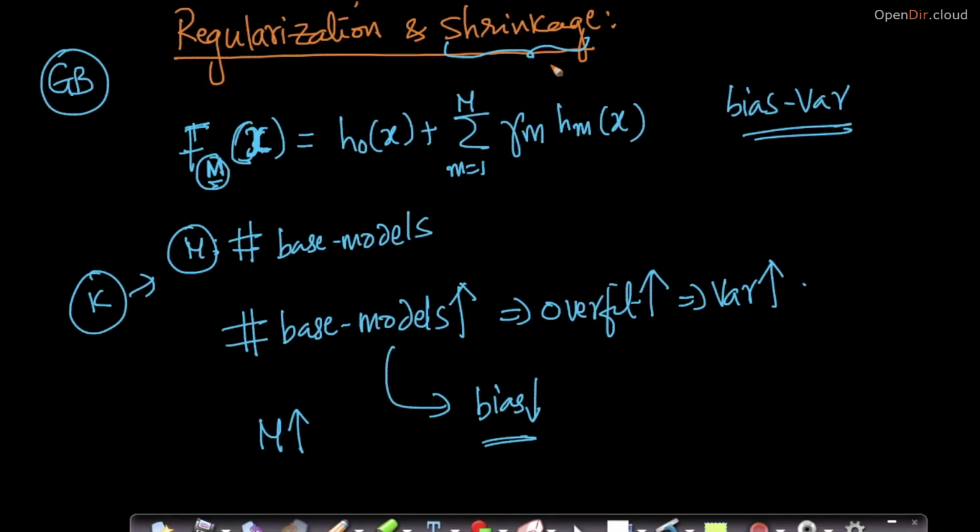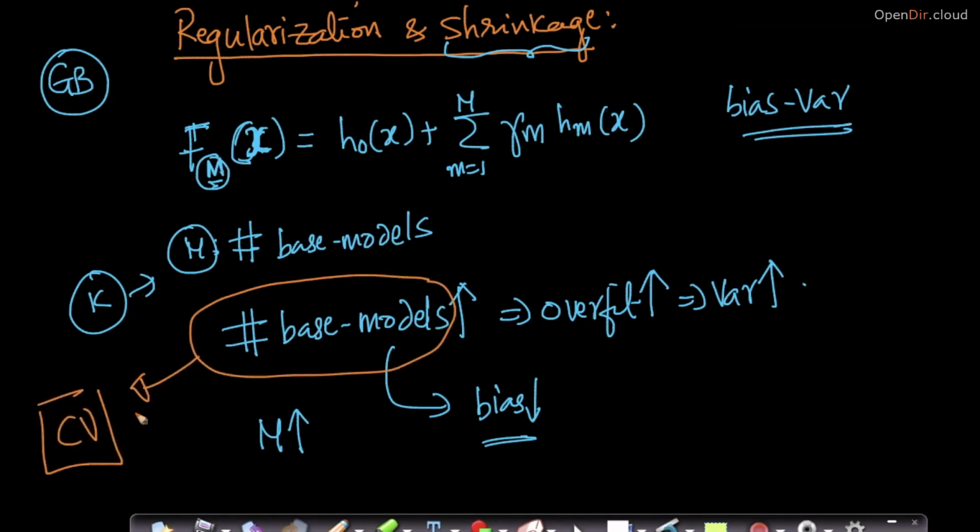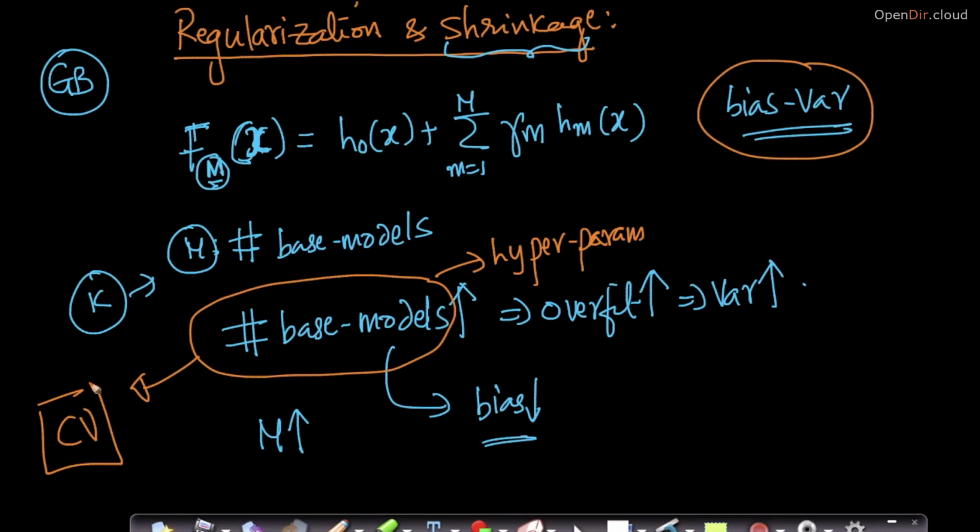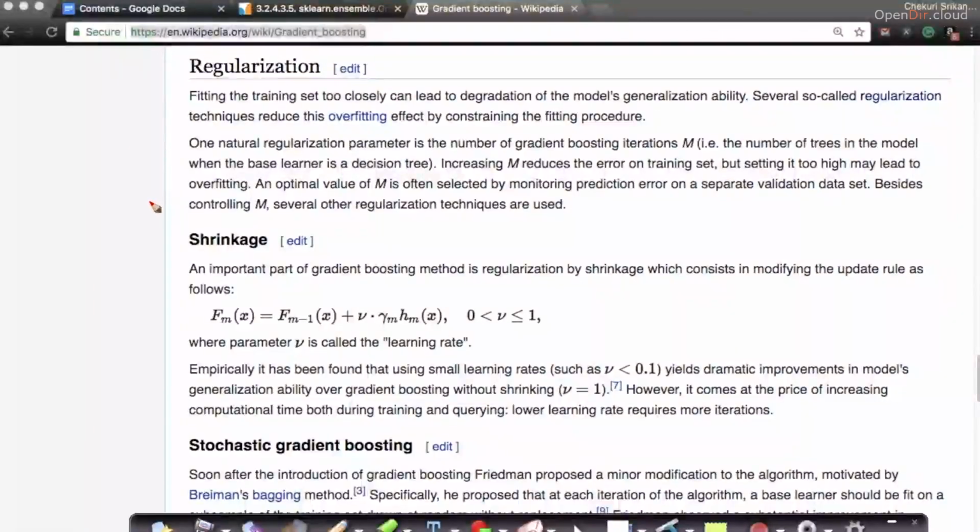Coming back here, before we go to shrinkage, how do we find the optimal number of base models? We find it using cross-validation, our standard tool, because the number of base models is a hyperparameter. As it changes, my bias-variance trade-off will change. It's a hyperparameter that I can evaluate using a cross-validation dataset. In addition to it, there's a very nice hack called shrinkage. Very, very nice idea in gradient boosting.